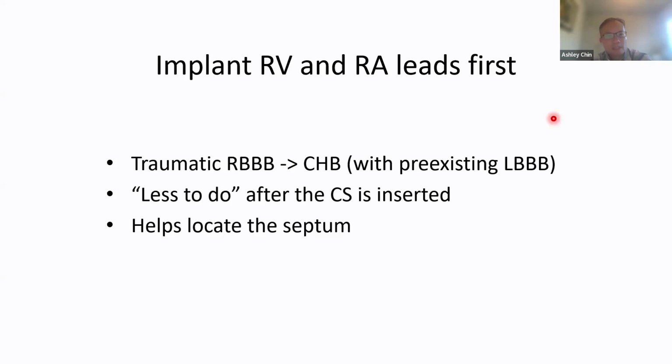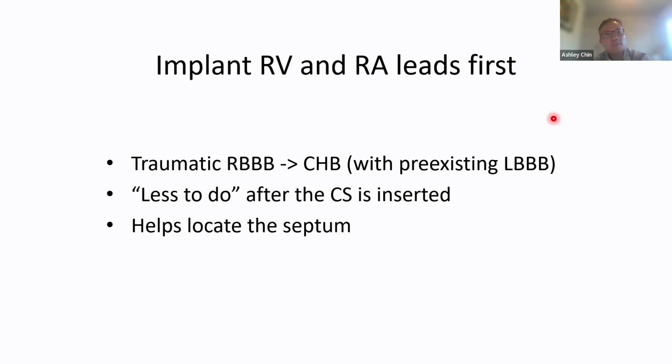So I tend to have the RV lead in already with the RA lead. I always think that the most difficult part of the CRT implantation is the LV lead. So I don't want to put the LV lead in and then do the RA and then do the RV, because sometimes if it takes a long time, you're tired and you've wasted energy doing the RA and RV afterwards. So there's less to do after you insert the coronary sinus.